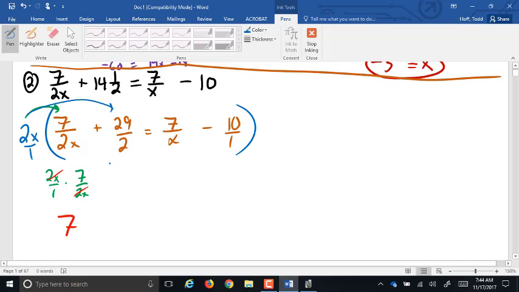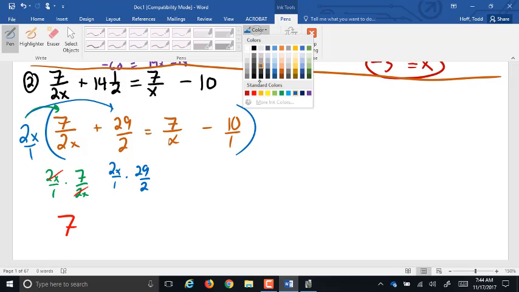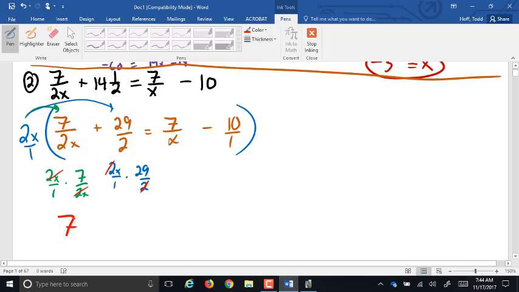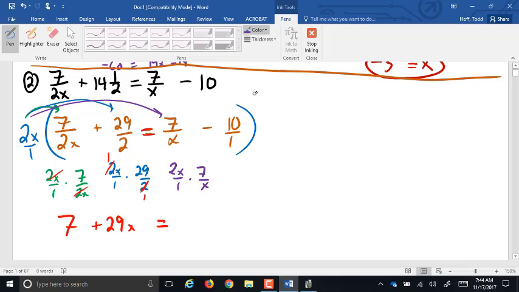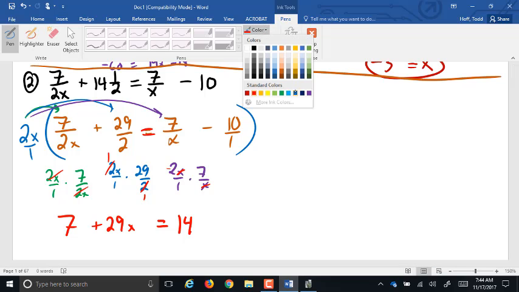2x over 1 times 29 over 2. Well, the 2's cancel out at least, leaving us 1 and 1x. 1x times 29 is a positive 29x. And that equals 2x over 1 times 7 over x. The x's cross cancel, so we just got 2 times 7 is 14.